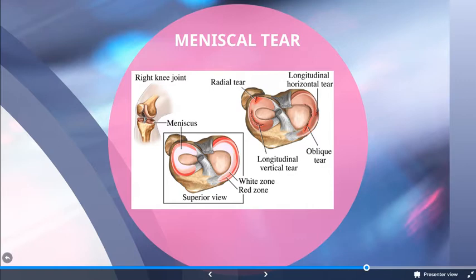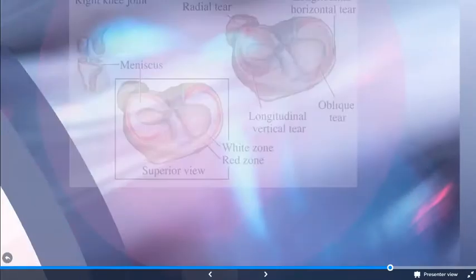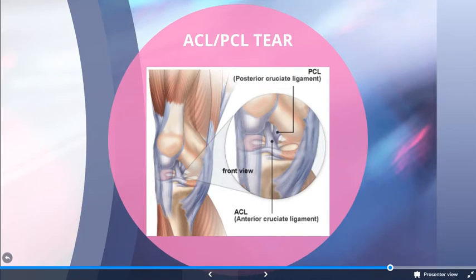Another condition that can occur is an ACL or PCL tear. ACL tears occur more often than PCL tears. The ACL, anterior cruciate ligament, being a crucial and critical component for the stability of the knee, a tear in the ACL can lead to the knee giving out due to the severity of an ACL tear. Surgery is usually the treatment option.